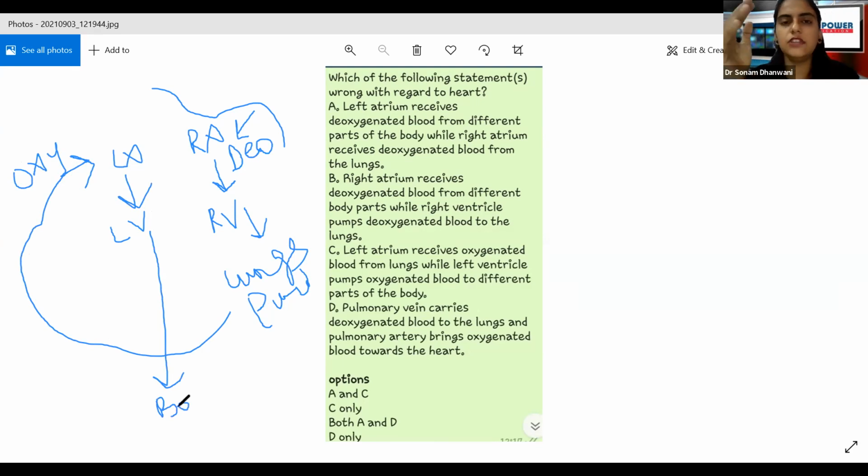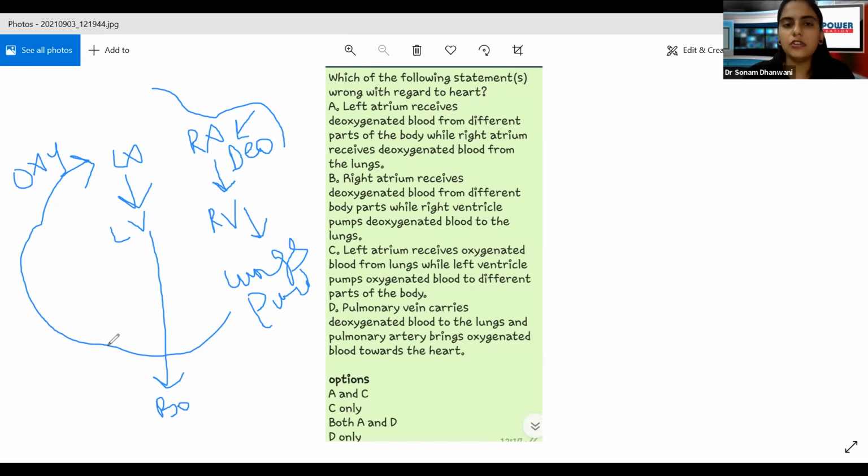Right atrium receives deoxygenated blood from the body parts, from there it goes to the right ventricle. Of course, from the right atrium it will go to the right ventricle, then from the right ventricle that blood goes to the lungs, so the deoxygenated blood is going to the lungs. Then in the lungs this purification process is happening, matlab deoxygenated is becoming oxygenated. Then from the lungs it is going to the left atrium, se jata hai niche left ventricle mein, and then left ventricle pumps this oxygenated blood to all different parts of the body.